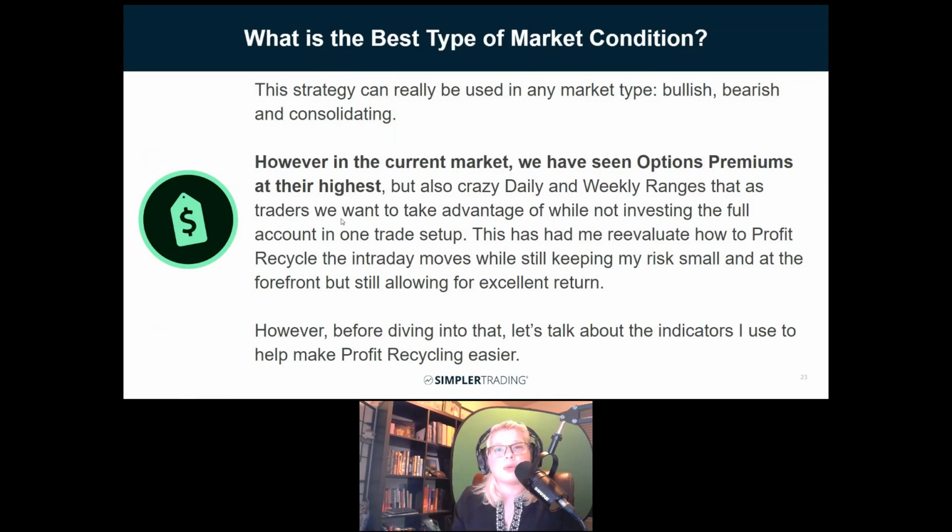I refuse to go over my risk tolerance. You will not see me do that. It's never going to happen. And so I know how to play volatile markets. They are so much fun for profit recycling.